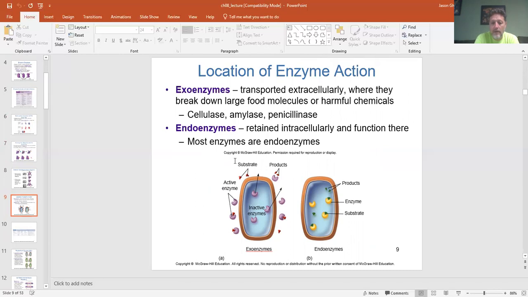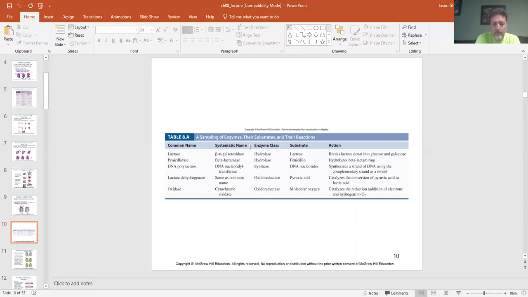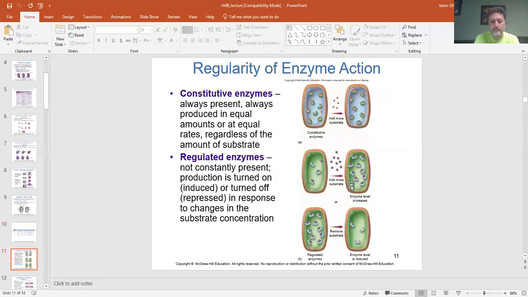Exoenzymes, these are enzymes that are outside of the cell. For a human, a good one would be the amylase enzyme in your mouth. It breaks down starches into sugars, but it's just in your saliva, so it's outside of the cell. And then most enzymes are endoenzymes, where the substrate gets brought into the cell, and the enzymes are in the cell reacting. But they're inside the cell, so they're called endoenzymes. Again, here's just some more enzymes, what class they are, their substrate, and what they do.